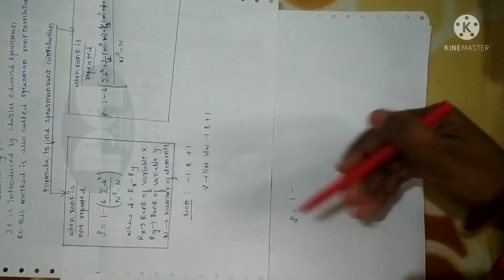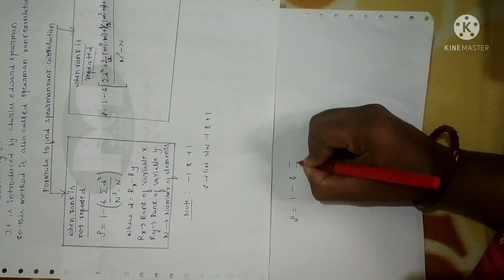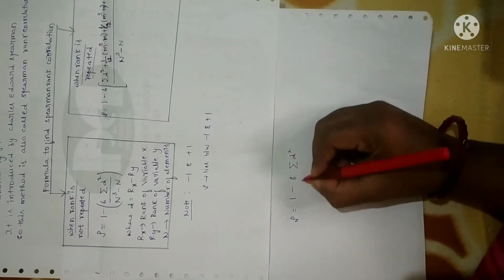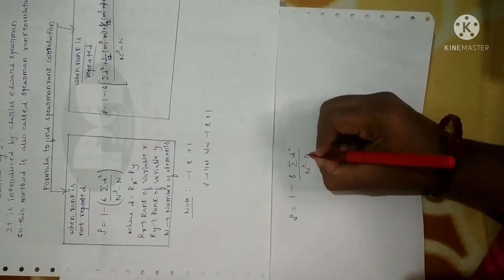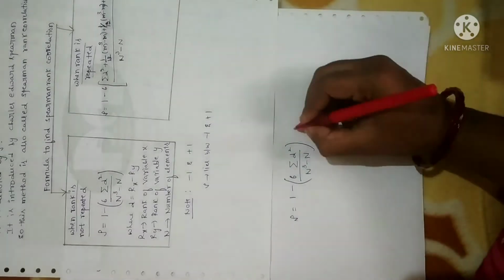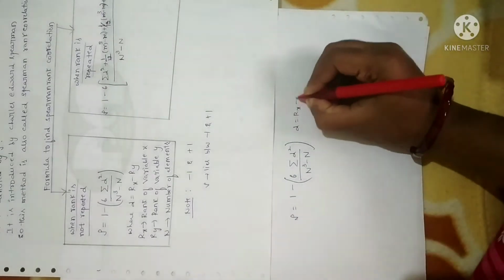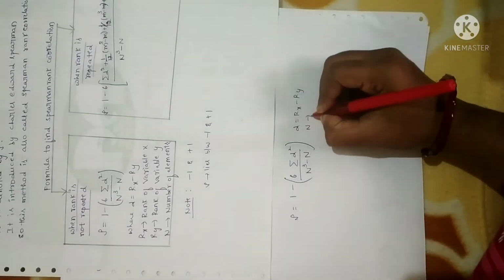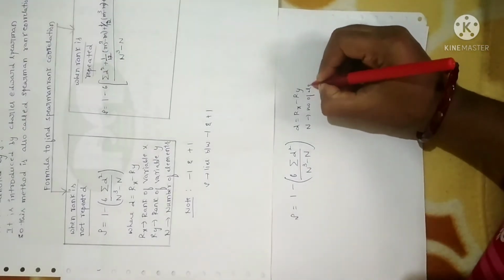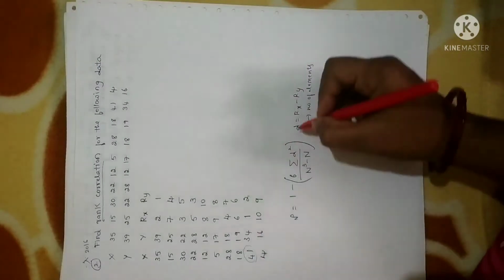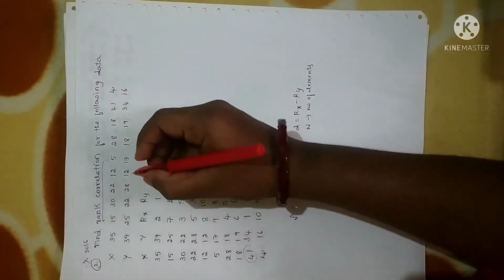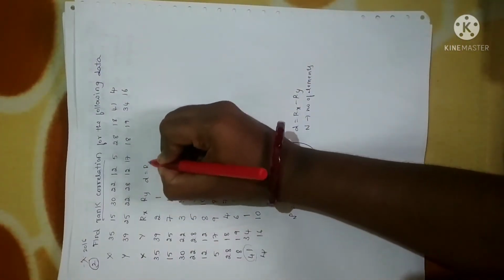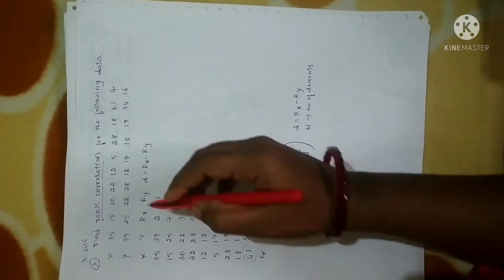When the rank is not repeated, it is given by 1 minus 6 into summation d square divided by n cube minus n, where d is given by Rx minus Ry and n is the number of elements. Clear? So this is the formula we need to use. Now, since Rx and Ry have already been calculated, let me calculate d. It is given by Rx minus Ry. So let me subtract the values.